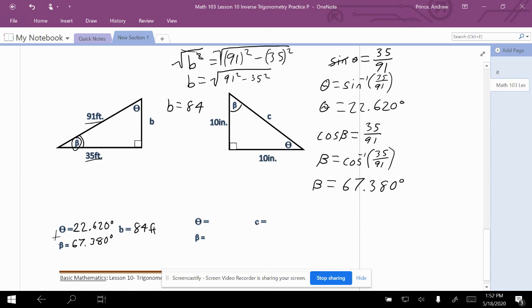So adding these up, plus our 90 degrees that we have here, let's see what we get. 90 plus 22.620 plus 67.380 gives you 180 degrees. So all our answers check out.